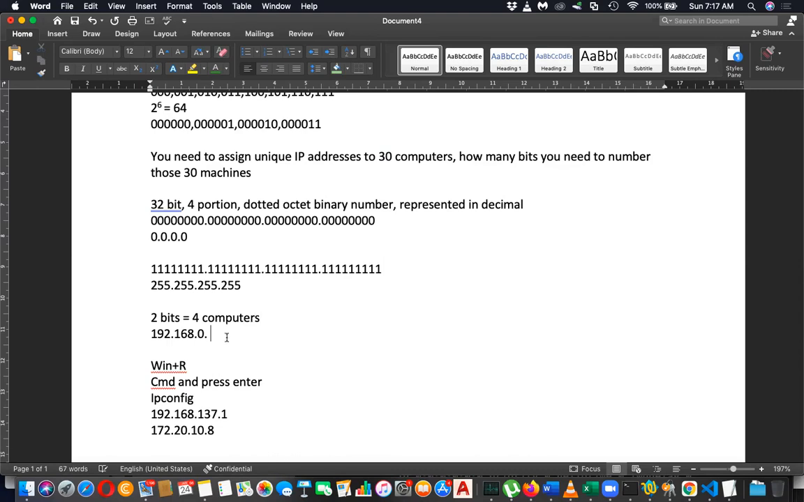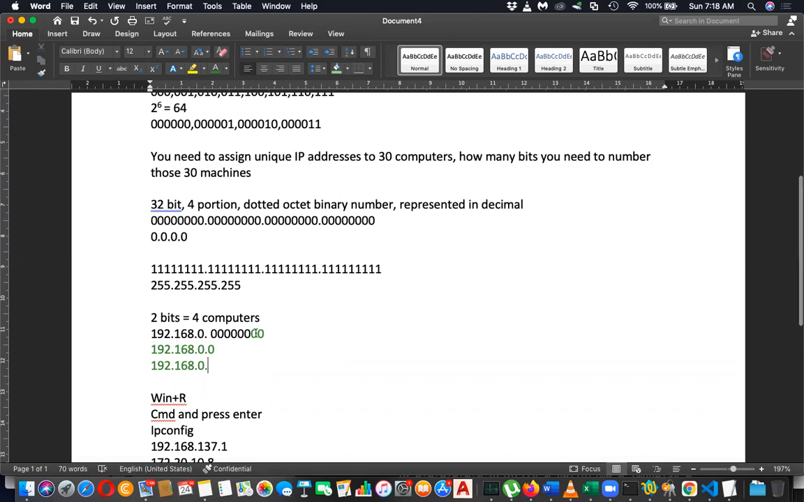For example, if you allocate the last 2 bits, one machine will get 192.168.0.0. That is the first IP. The second machine will get 192.168.0 dot. What is the IP of the second machine? Here this is 0 0.